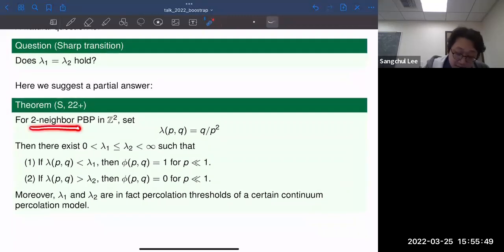So anyway, let's state the main result of this talk. For the same model, two neighbor polluted bootstrap percolation in the square lattice, again, if lambda is as before, then the same result holds, but now I can identify the nature of these two thresholds, which is that they actually arise from another type of percolation model. They are, in fact, a certain percolation threshold of a continuum percolation model, which we'll define later.